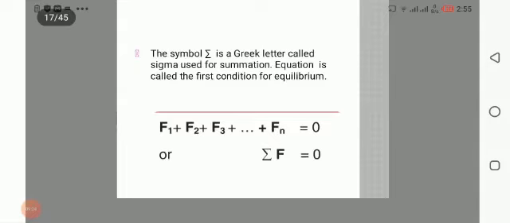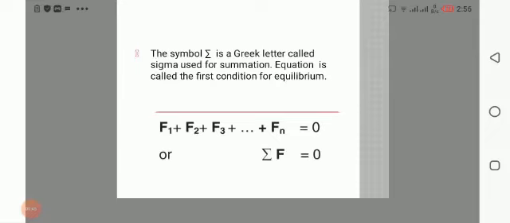The symbol sigma is a Greek letter. This is a sigma symbol. This is called summation. Summation means the sum of all forces, etc. This Greek letter called sigma is used for summation. The equation is called the first condition for equilibrium.